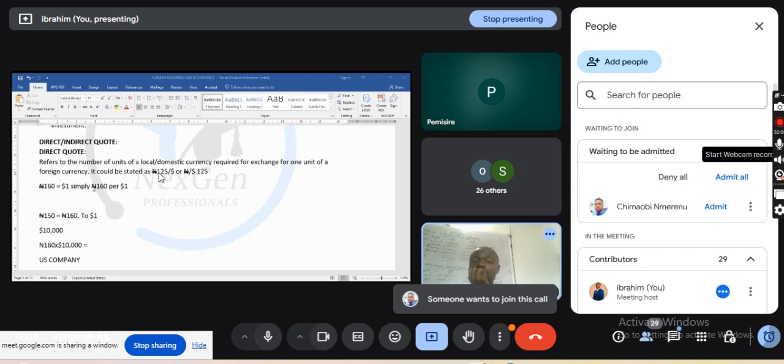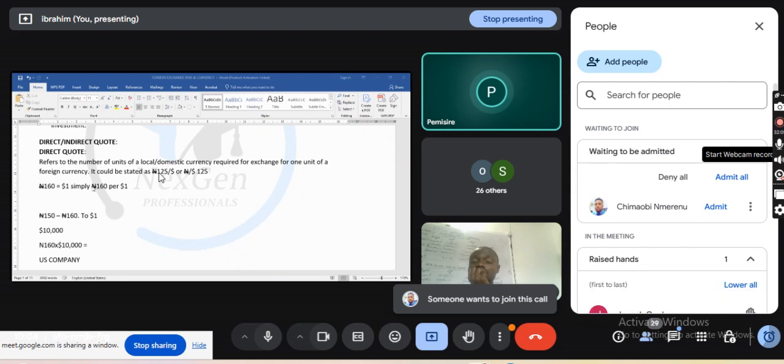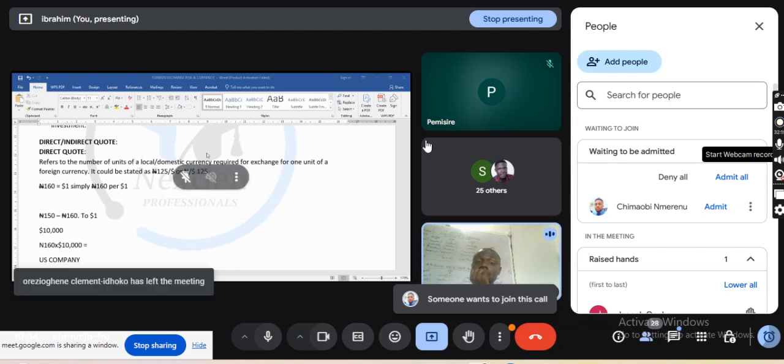Okay, this example goes when the naira is the local currency. Yes, it's a local currency, yes. Thank you. You're welcome.